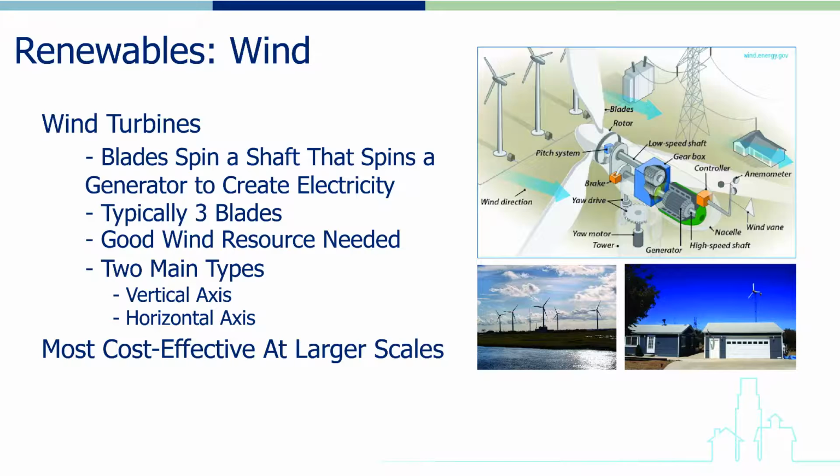If the wind resource is available, wind energy can provide cheap and renewable power. Utility-scale wind turbines range in size from 100 kilowatts to as large as several megawatts. Larger wind turbines are typically most cost-effective and can be grouped into wind farms.